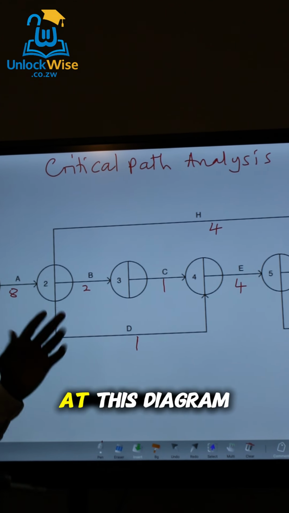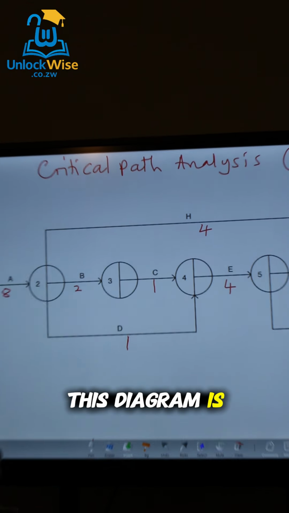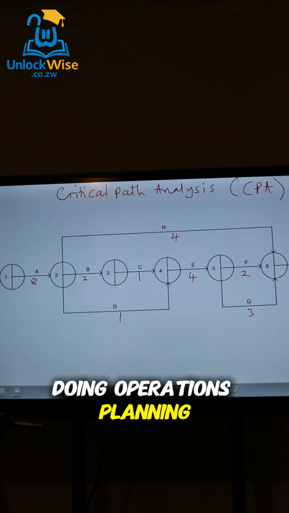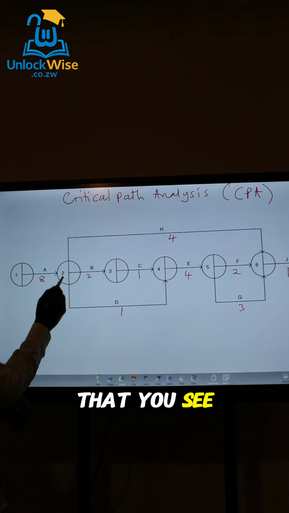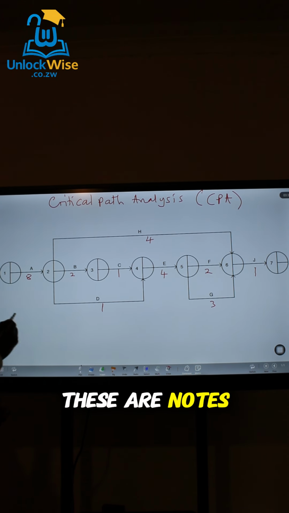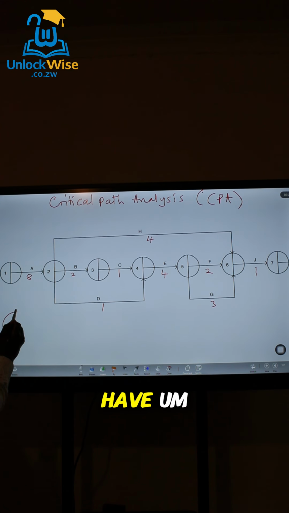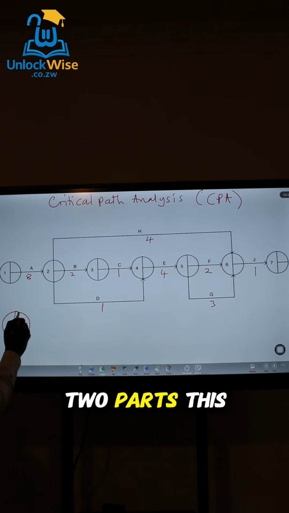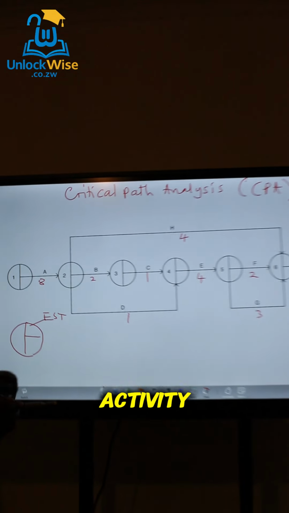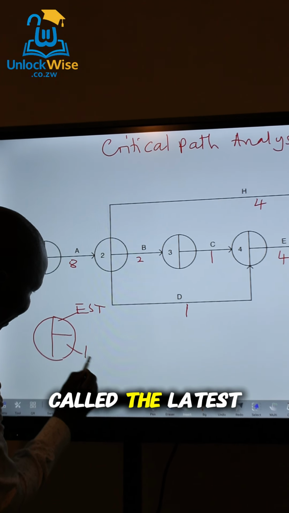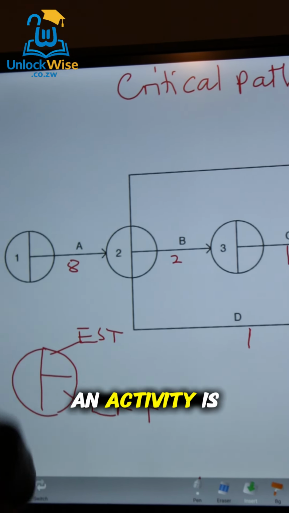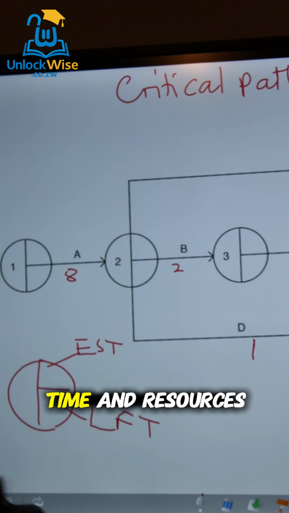Alright, so if you are looking at this diagram that we have here, this diagram is what we call the network diagram. We use it when we are doing operations planning. What you see here, these arrows that you see, they are activities, and these are nodes. On each node we actually have two parts. This one is called the EST, earliest starting time, which is the earliest time an activity will commence. This one is called the latest finishing time, the latest time an activity finishes. Remember, an activity is that one which consumes time and resources.